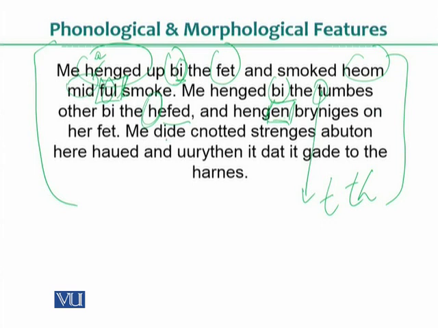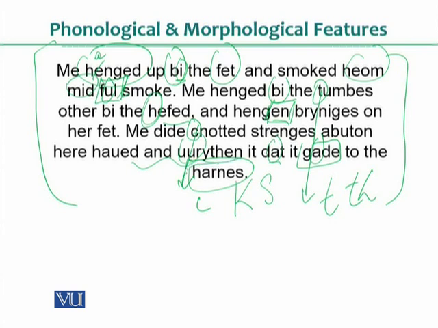Brings on her feet. Did knotted. This particular sign in Middle English stood for both the sounds k and s sounds. So for producing k, this sign would be used. For producing s, this sign would be used. So knotted strings about here had, and notice the use of the vowels throughout the text. That it got to, that is got to.